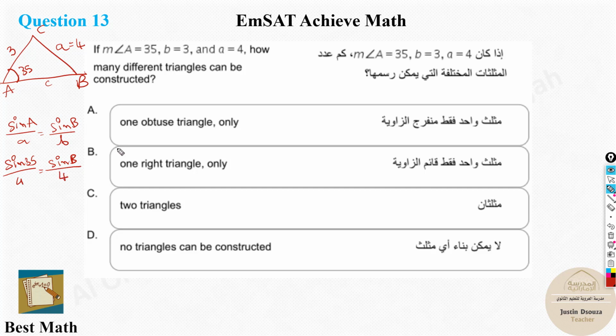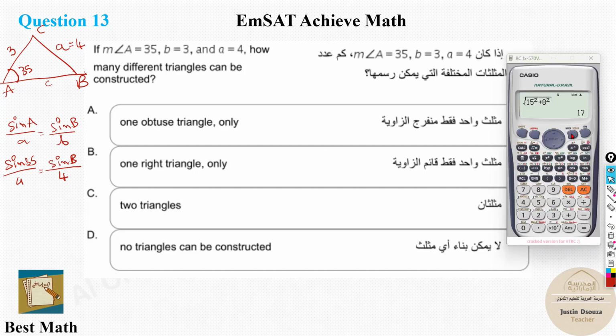Now, I'm not going to solve this manually. Let me just use the calculator and you can solve it easily. All you need to do here is use it like this: sine. I'm not going to change it to radians because I need degrees, so I'll leave it in degrees. Sine 35 degrees divided by A, which is 4.